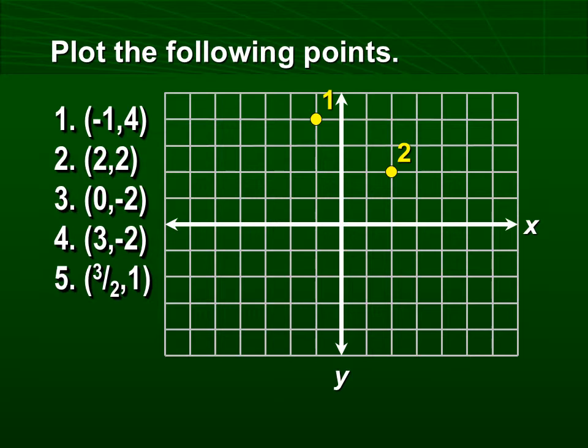Point 3 is 0, -2. So 0 means we are not going to move left or right, but we are going to go down 2. Now, point 4 is 3, -2. So we move to the right 3 and down 2. Point 5 is 3/2, 1. So 3/2 is the same as 1.5. So we're going to go right 1.5 and then up 1. And all right, this should be it for this lesson.